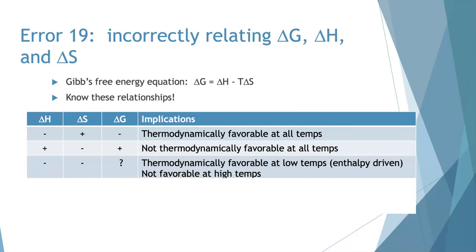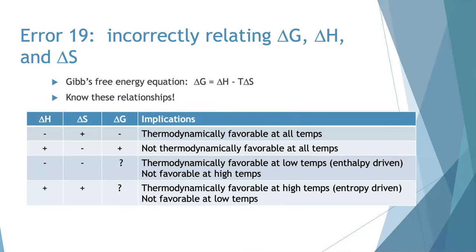When delta H is negative and delta S is negative, it's an indeterminate situation. It depends. At low temperatures, the reaction will be thermodynamically favorable because it's enthalpy driven and that T delta S term is small enough that we still get a negative delta G. At high temperatures, we're going to get a sign change for delta G because we have a big enough T delta S term that now when we subtract it, we're going to end up with a positive number.